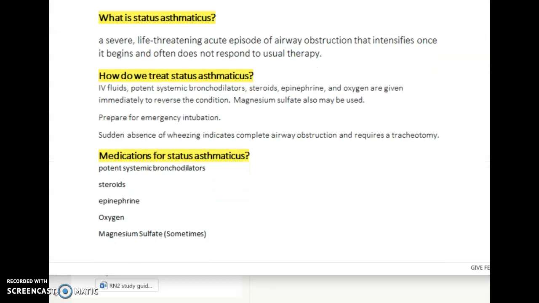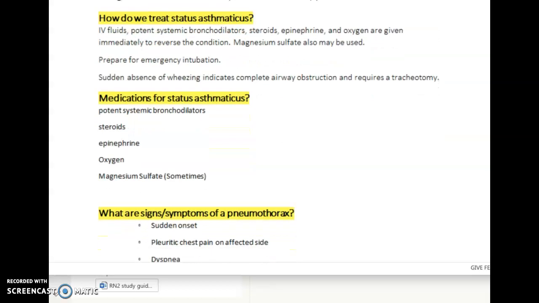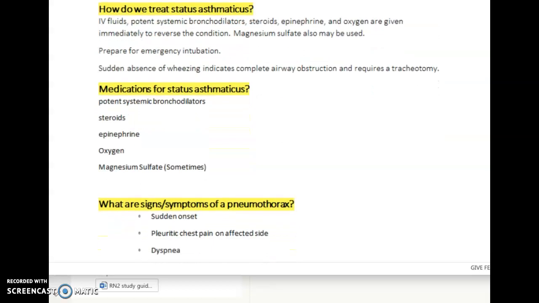Status asthmaticus is a severe, life-threatening acute episode of airway obstruction that intensifies once it begins and does not often respond to usual therapy. We treat status asthmaticus with IV fluids, potent systemic bronchodilators, steroids, epinephrine, and oxygen given immediately to reverse this condition. Magnesium sulfate also may be used. Someone who is experiencing status asthmaticus, make sure you prepare for an emergency intubation.